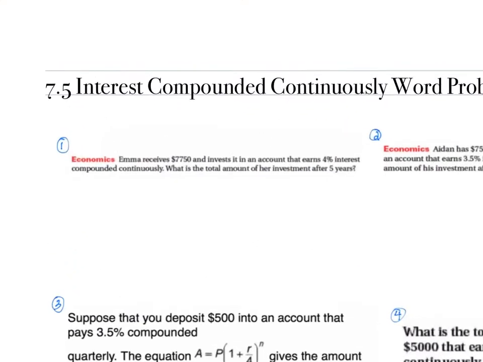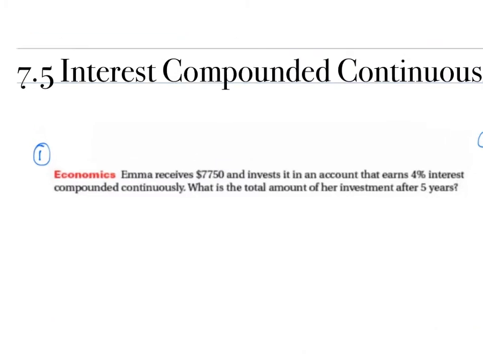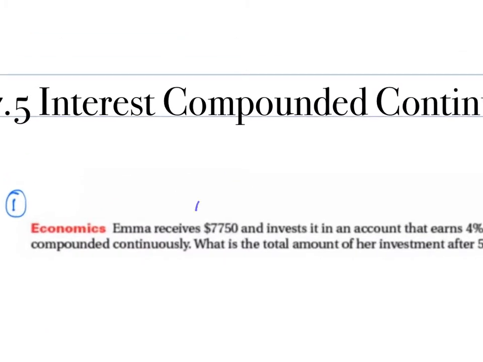Alright, so for our first problem here, it says Emma received $7,750 to invest in an account that earns 4% interest compounded continuously. What is the total amount of her investment after 5 years? So we're using A = Pe^(rt). Remember, A is your final amount, which is equal to your principal, the amount that you deposit into something, times e to the power of your rate as a decimal times your time in years.